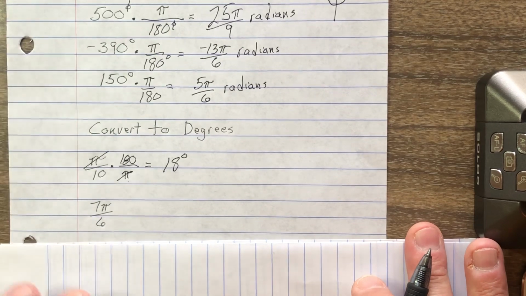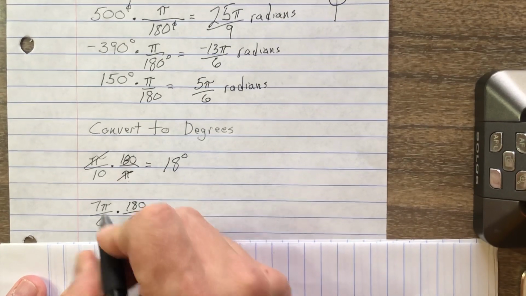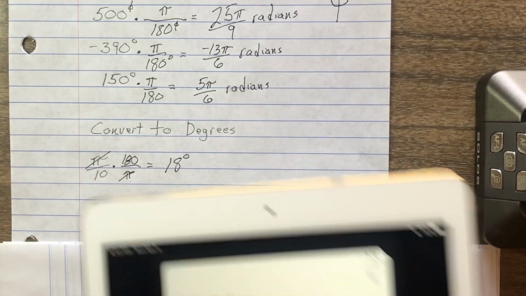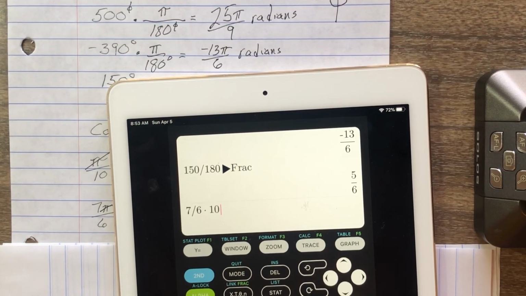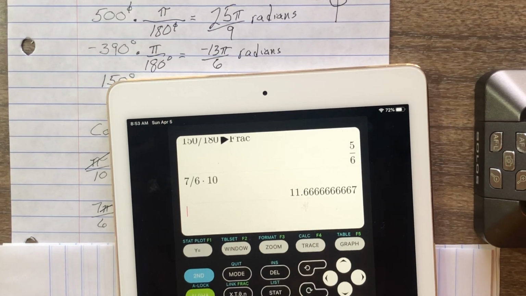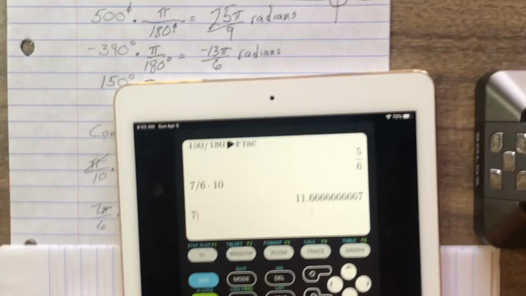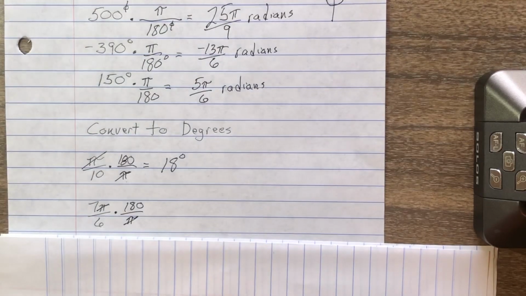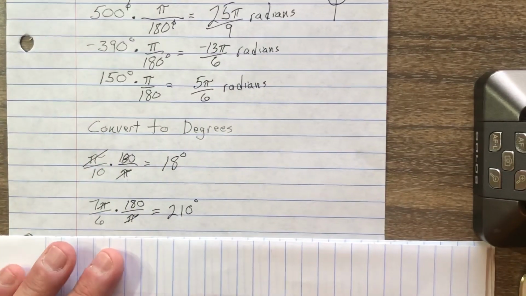Let's try another one. 7 pi over 6, same thing. Multiply by 180 divided by pi. Pi's cancel out. This one's a little more complicated. 7/6 times 180. Let's see what that ends up being. I don't even need a fraction this time because I'm converting to degrees. Oops, I didn't multiply by 180, I multiplied by 10. Let me do that again. 7/6 times 180 equals 210. So that means that 7 pi over 6 is equal to 210 degrees.